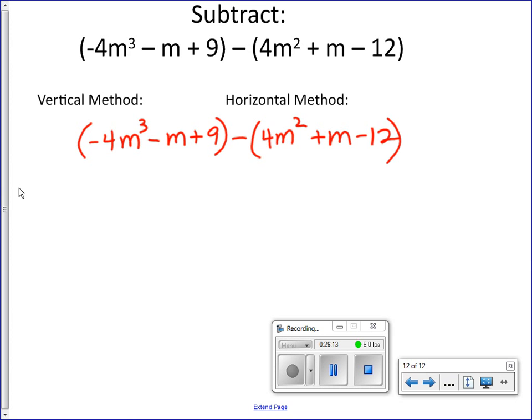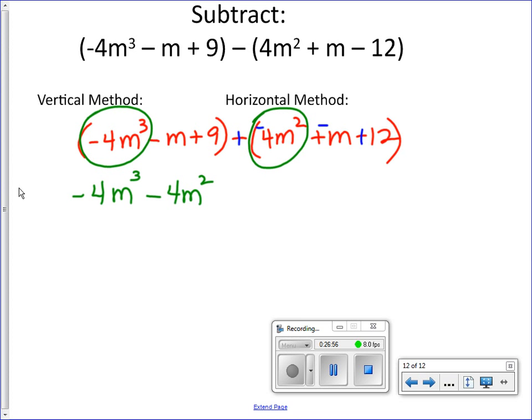All right, so I'm going to use my rule to add the opposite. So the opposite of 4m squared is negative 4m squared. The opposite of plus m is minus m. And the opposite of minus 12 is plus 12. And now I'm going to group them just like I did before. All right, so I don't have anything to group with the negative 4m cubed. I'll bring that down. Let me circle that to know we've got that one done. And I don't have anything to add to the negative 4m squared, so I'll bring down the minus 4m squared.